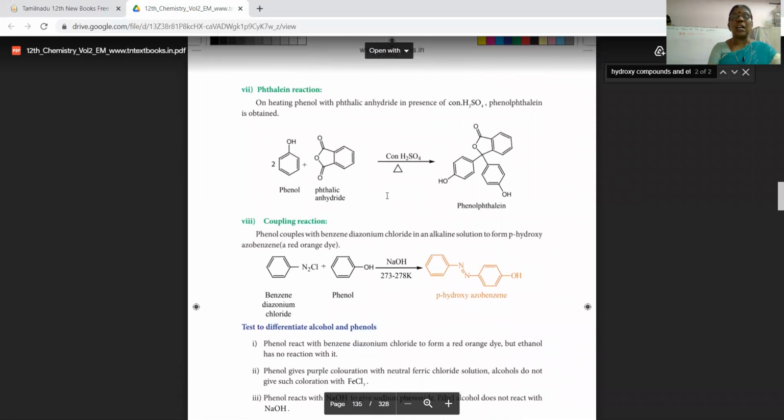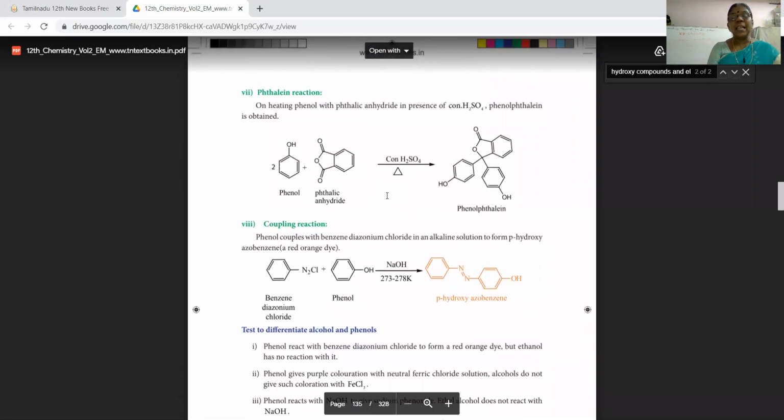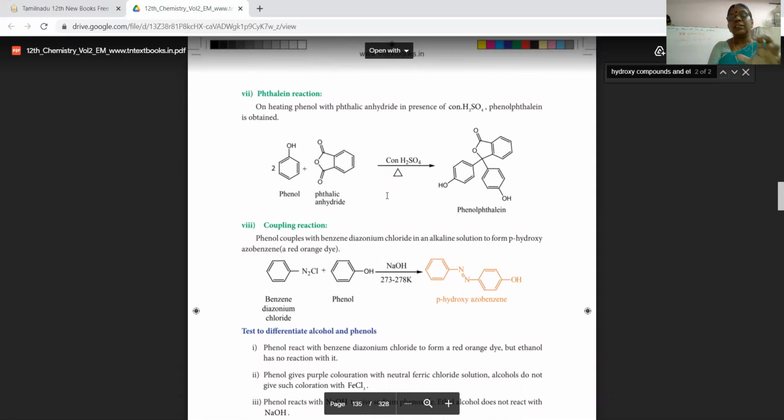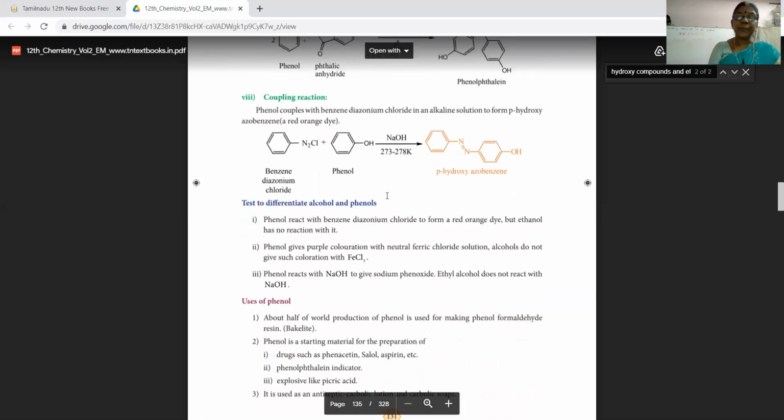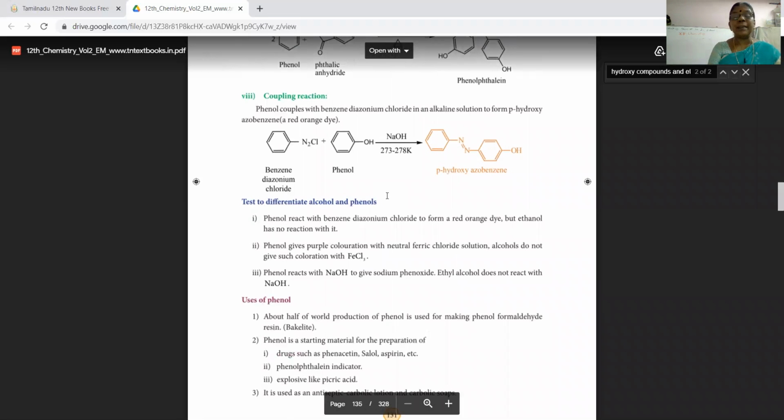Next is the phthalein fusion reaction. On heating phenol with phthalic anhydride in the presence of sulfuric acid, phenolphthalein is obtained. Phenol with the phthalic anhydride, you will get a three-membered ring, that is called phenolphthalein. This only we are using as an indicator in acid-base titrations.